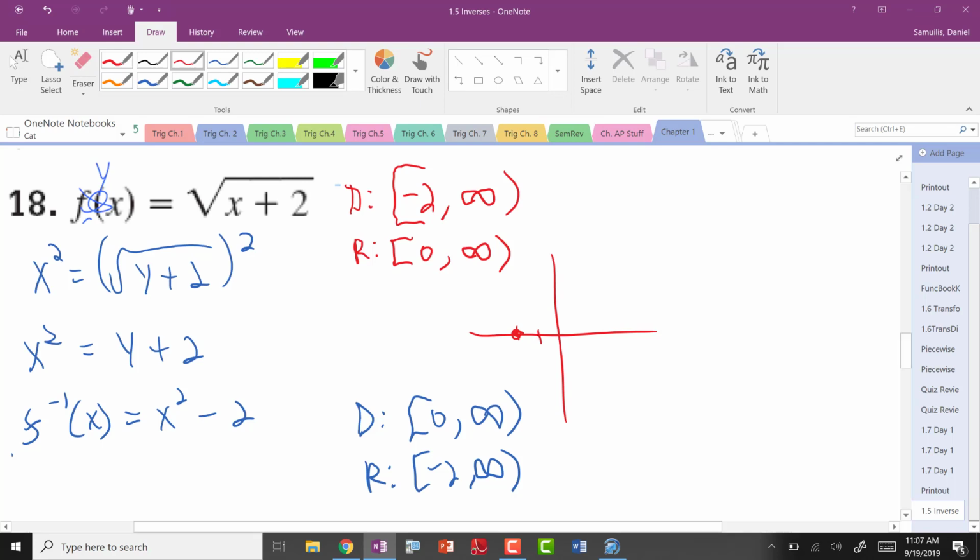Negative 1 plus 2 is 1. Square root of 1 is 1. Having to use a calculator to graph this is infinitely bad. 2 plus 2 is 4. Square root of 4 is 2. All right, and then it's the square root function that you see from your book.